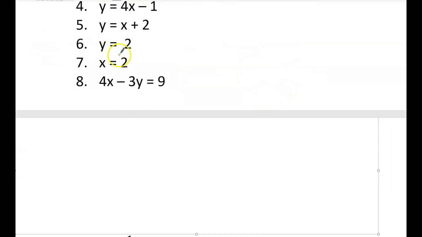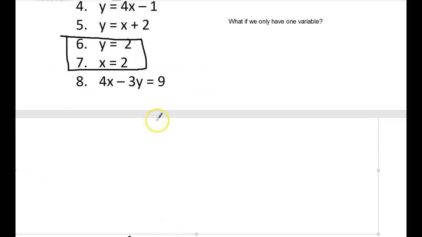All right, back to our examples here for 6 and 7. So this is another special set. We are missing numbers here, but we're missing numbers in a different way. So these are special. In this case, we have only one variable. What if we only have a y, and it just equals some number? Well, in that case, it's just going to be a horizontal line. I'll explain why when we actually do our example here, but for now, it's just a horizontal line. And don't forget, that means your slope equals 0.